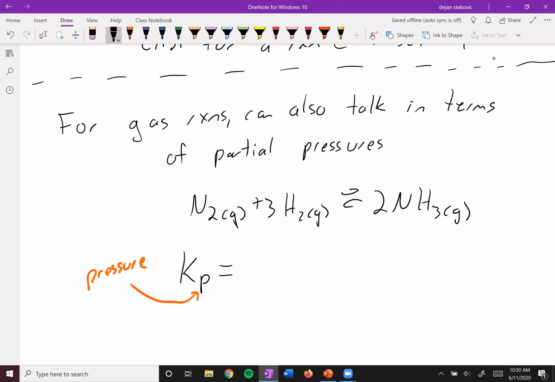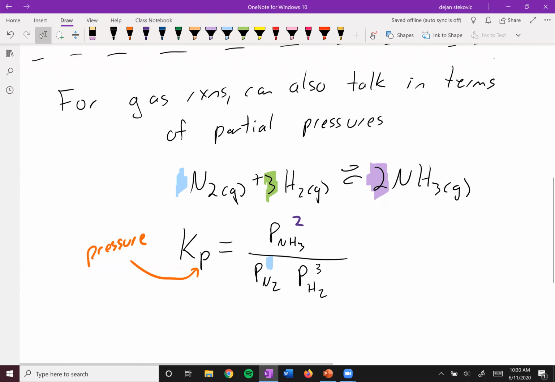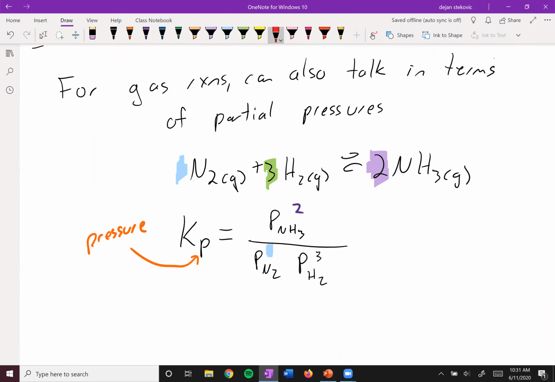And so we can say that it's equal to the partial pressure of NH3 to its coefficient, right? So this is a 2, so this value gets squared. This is the product, so it goes on top, and then we divide by the reactants multiplied by one another, right? So P of N2, this is a 1, so we don't have to put it to any other power. And then P of H2, this is to the 3rd power, so we need to put a little 3 here, right, to the 3rd power. And so these capital P's represent partial pressures of the gas.